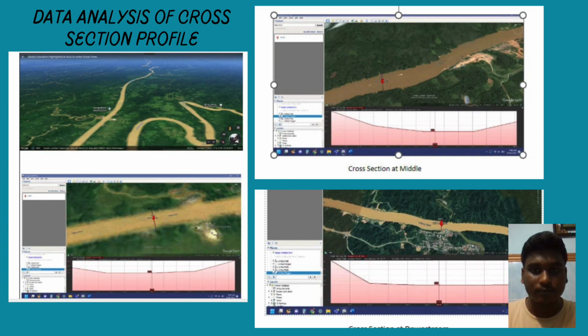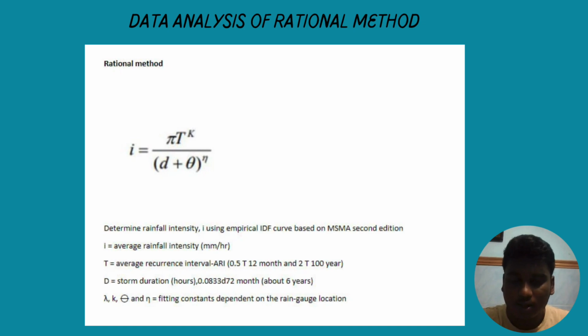So that's it. Okay, so next we're going to look at the next data analysis, the rational method. After we got the cross-section profile, we used the rational method to determine the rainfall intensity, using the empirical IDF curve based on the MSMA, second edition. What we know for the I is the average rainfall intensity, millimeter per hour, and then the T is the average recurrence interval, ARI.